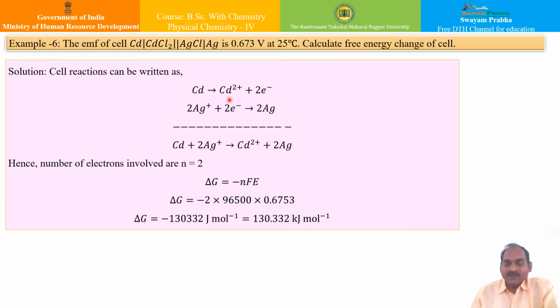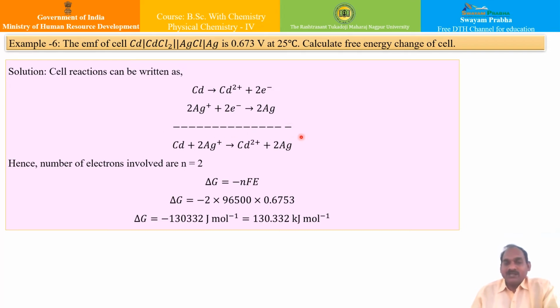Cadmium is going out from the cadmium electrode, that is at the anode. The cadmium ions are going into solution. Two electrons are generated. These two electrons are consumed by the silver ions from the other cell, and the silver is precipitated at the cathode. So the overall reaction is this.